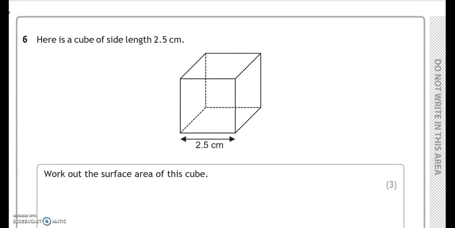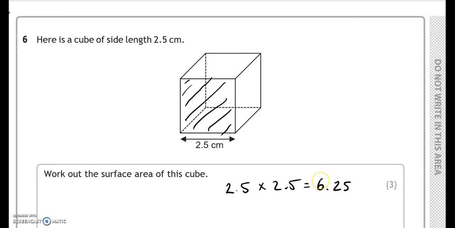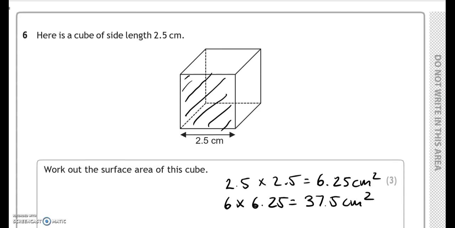Here is a cube of side length 2.5 centimeters. Work out the surface area of this cube. So I'm going to work out the surface area for one of the sides. So the area for one of the sides. So we've got 2.5 times 2.5, 6.25 centimeters squared. And it's 6 sides. So I'm going to go 6 times 6.25. And that is 37.5 centimeters squared.